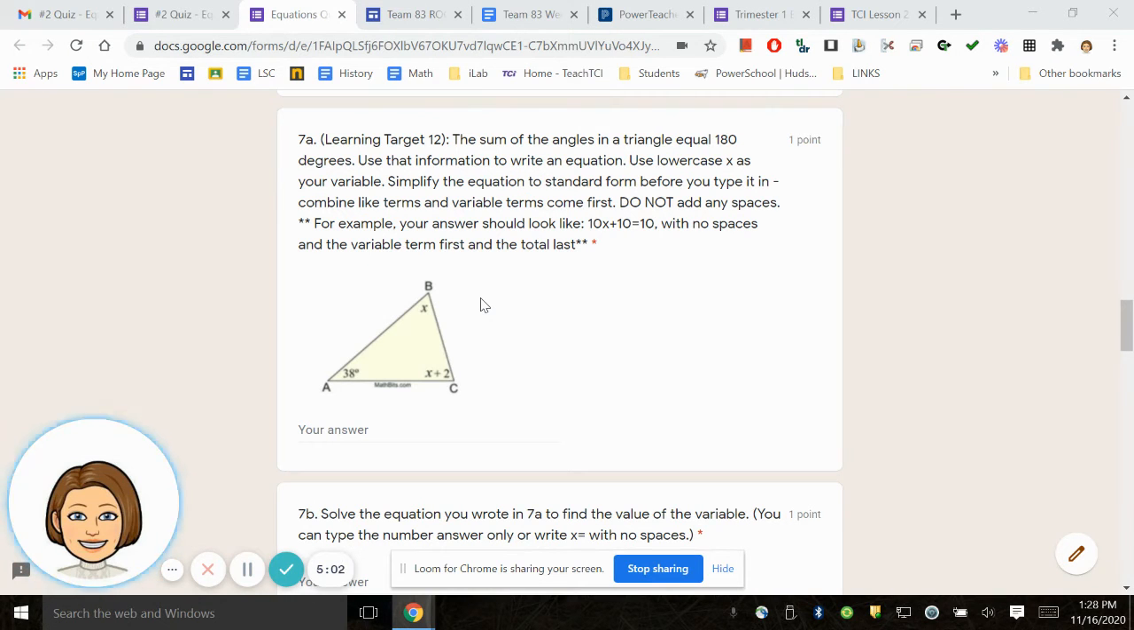Combine like terms and variable terms come first. Do not add any spaces. Okay, so for example, your answer should look something like this: 10x plus 10 equals 10 with no spaces. So again, if your answer is 10x plus 3x plus 4, you didn't combine like terms.